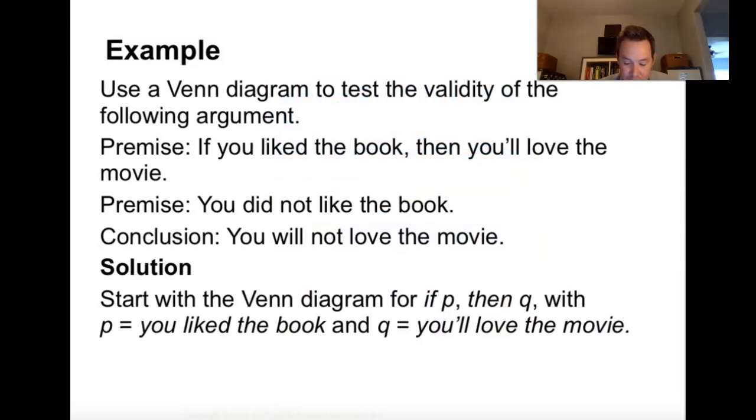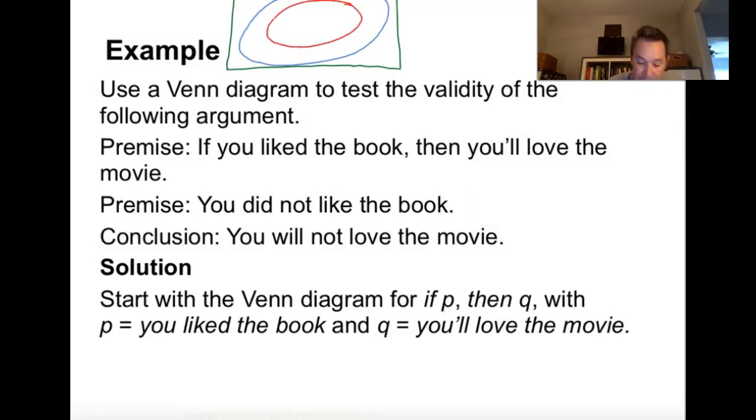All right, let's try another one. Use a Venn diagram to test the validity. If you like the book, you'll love the movie. Okay, so let's build the Venn diagram based off of that. I'll put it way up here. So we have two sets. If you liked the book, you'll love the movie. So that means liked the book is the subset, and love the movie is the superset.